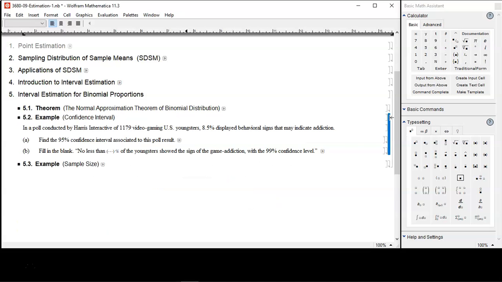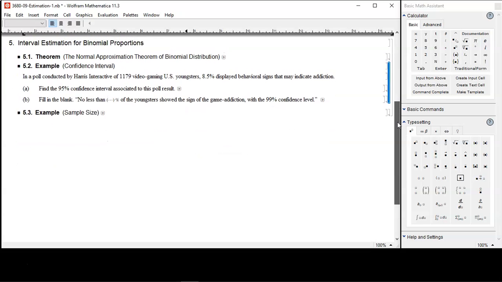Okay, let's do a confidence interval problem. In a poll conducted by Harris Interactive of 1,179 video gaming US youngsters, 8.5% displayed behavioral signs that maybe indicated gaming addiction. 8.5% displayed behavioral signs of game addiction. So that's the best point estimate. And the real proportion must be somewhere close to 8.5%, give or take. That's something we are looking for. So we are doing an interval estimation.